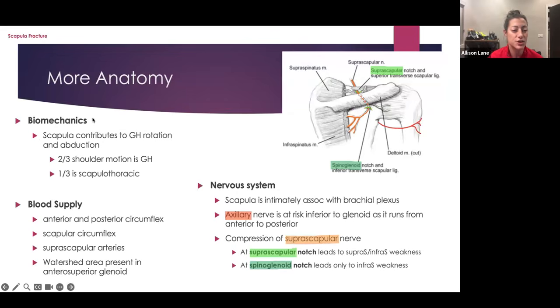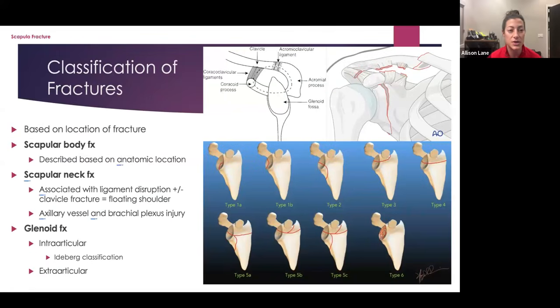So that biomechanics, I mentioned the glenohumeral joint. So 2/3 of the shoulder motion is the glenohumeral joint, but 1/3 is actually the scapulothoracic area. So this is actually a big portion of our motion. Obviously consider the blood supply that can be involved with fractures, and then definitely consider nerve injuries. So brachial plexus, right around that area. You also have that axillary nerve at that inferior glenoid as it comes around to that posterior aspect. So you have to consider that in injury. And then also that suprascapular nerve. So it comes right in here at the suprascapular notch. And if you have compression there, you have to worry about supraspinatus, infraspinatus weakness. If you have injury or disruption as it comes out from the spinoglenoid notch, then you consider just the infraspinatus weakness. So definitely those things need to be evaluated as well.